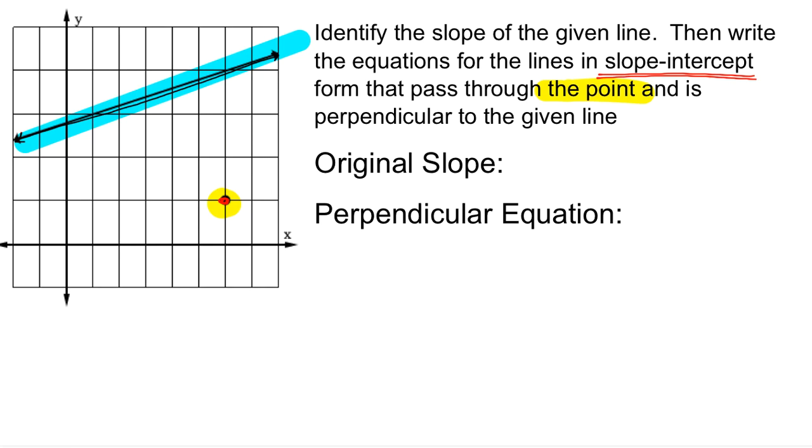So first thing we need to do is find the slope of this line that's given to us in order to identify what the perpendicular slope needs to be. To find the slope of this line, we're going to find 2 nice points on the line. Work it out, count the rise over run. And then we'll put that answer here. Rise over run.